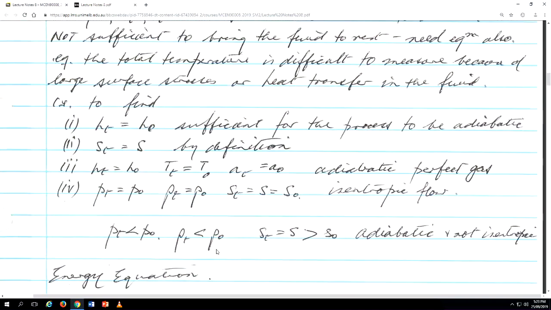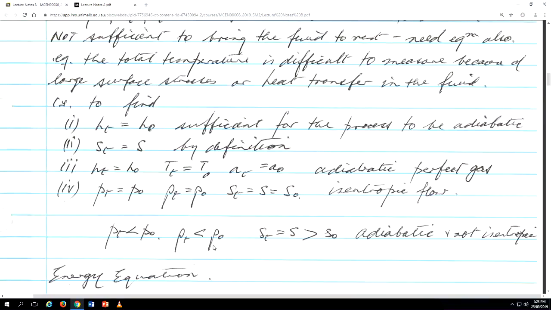that HT, the local total condition, is equal to H naught, the upstream reservoir condition. And that's all you need: for the process to be adiabatic. You're not adding any heat or doing any work. The total entropy, ST, is by definition the local entropy, S, because you're bringing the fluid to rest isentropically.